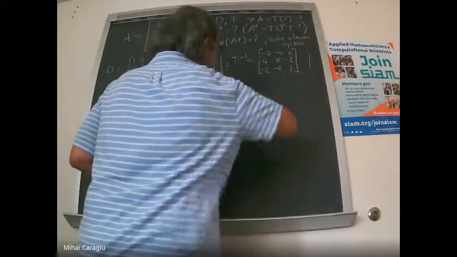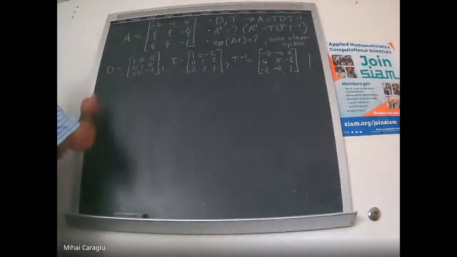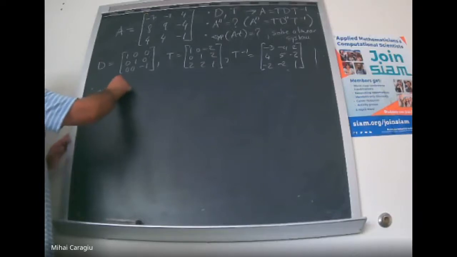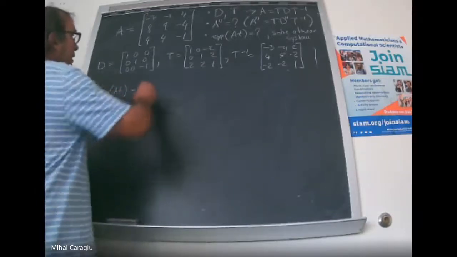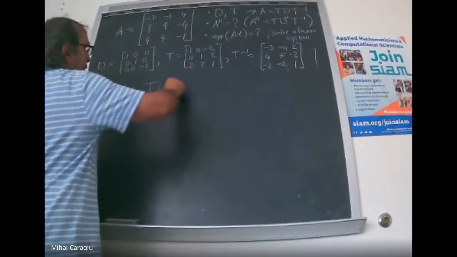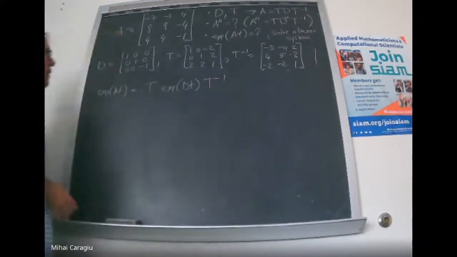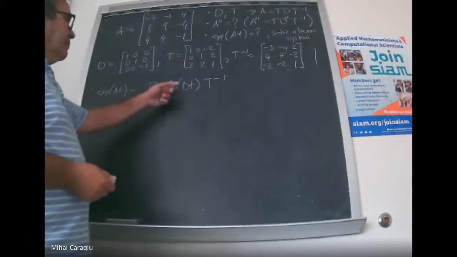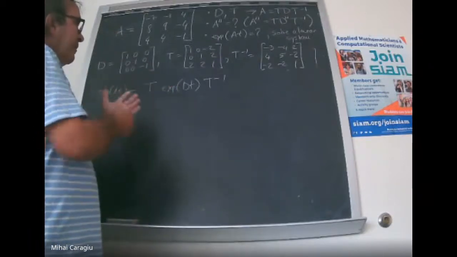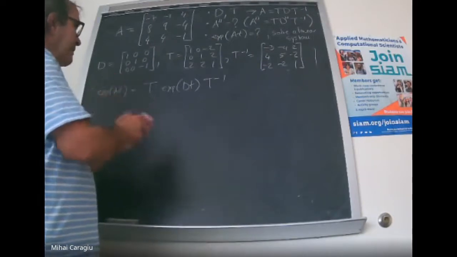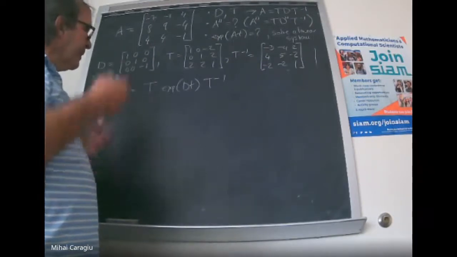For the exponential of At, we apply the same principle of functional calculus we discussed in class. So number 3 here, exponential of At will be T times exponential of Dt times T inverse. Right? What's exponential of Dt? Exponential on the diagonal matrix, and on the diagonal, exponential of the first eigenvalue times t, then exponential of the second eigenvalue times t, then exponential of the third eigenvalue times t.